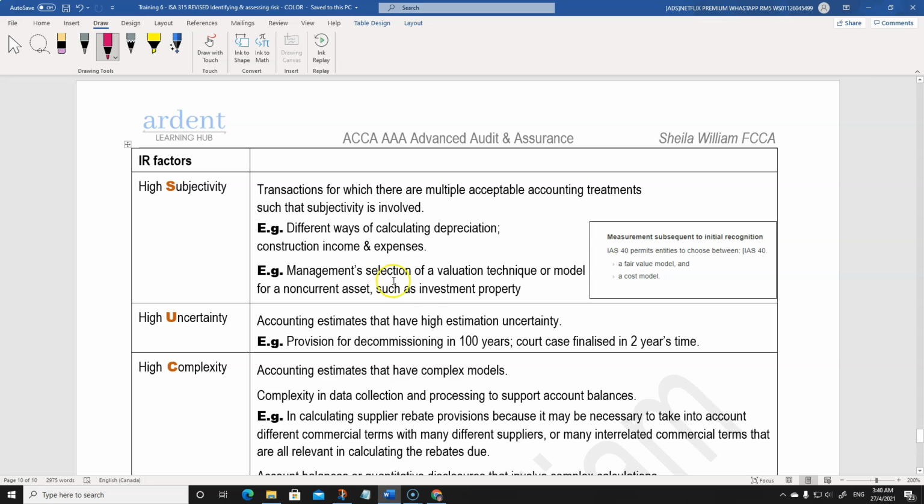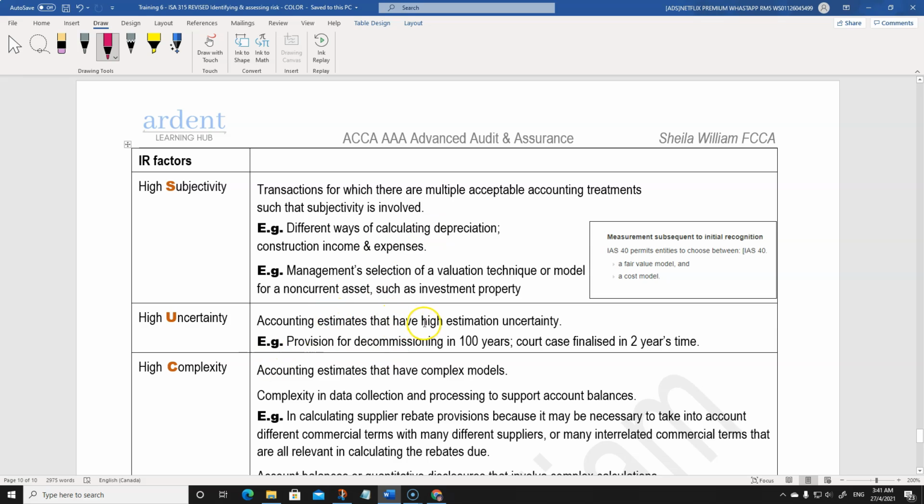Another example here is investment property, and I've given you this excerpt here from IAS 40, and it says here that for an investment property, you can choose whether you want a fair value model or a cost model. So there's some subjectivity involved. So investment property would be considered an area that has a high level of misstatement. Anything with a high level of misstatement would be considered a significant class of transaction, account balance, or disclosure. Uncertainty. So here you've got accounting estimates.